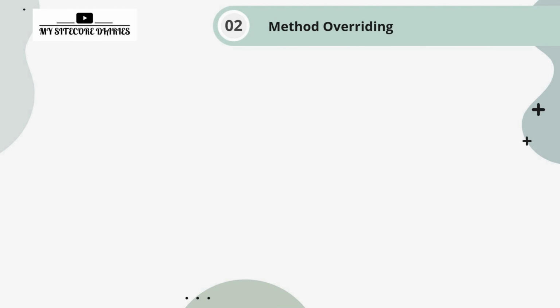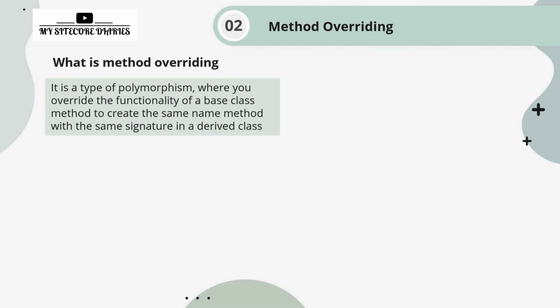Now let's see method overriding. So what is method overriding? It is a type of polymorphism where you override the functionality of a base class method to create a same name method with the same signature in a derived class. So you have a same signature, same name method in your parent class, and you are overriding it in the derived class. The logic you write in the parent class and in the child class are different, and both have the same signature. By signature, I mean the name, parameters, return type, everything is the same.